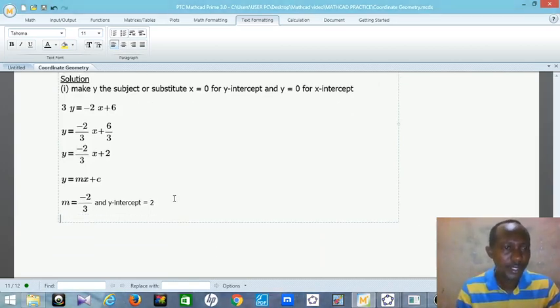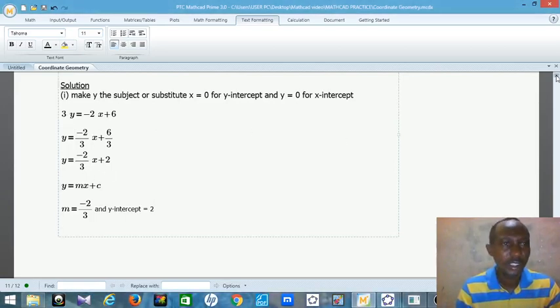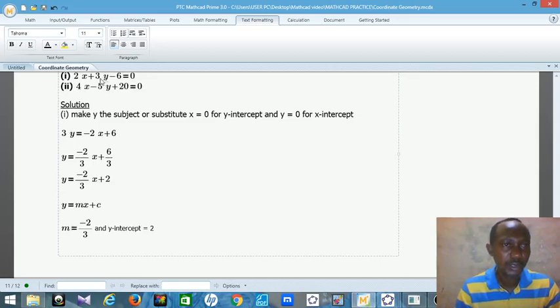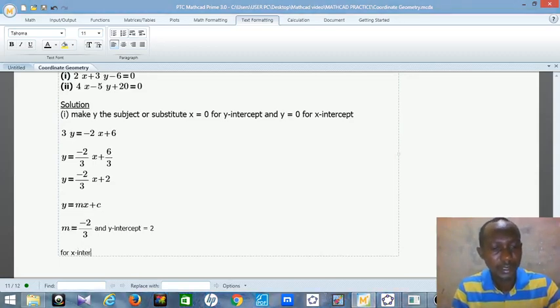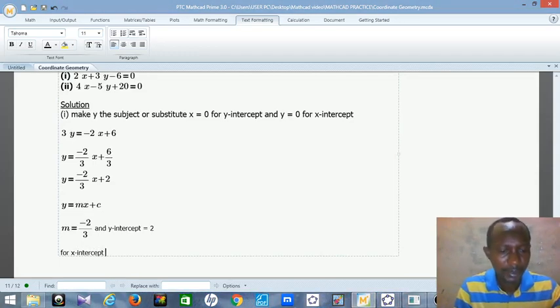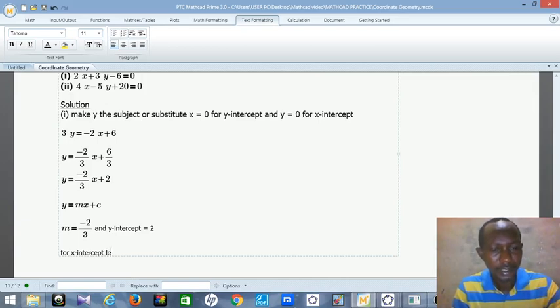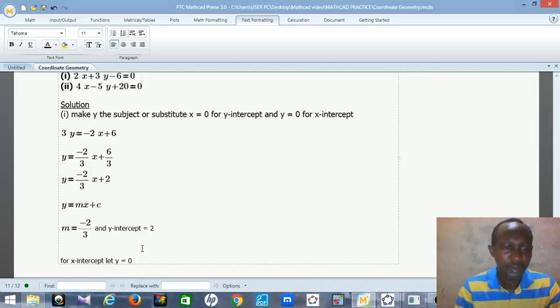Then if you need your x-intercept, I've told you for x-intercept, substitute y equal to 0. Y equal to 0 for x-intercept. So if I substitute y equal to 0 in this equation number 1, let y equal to 0. So that is what we do.